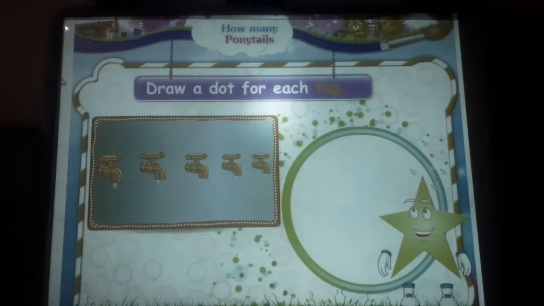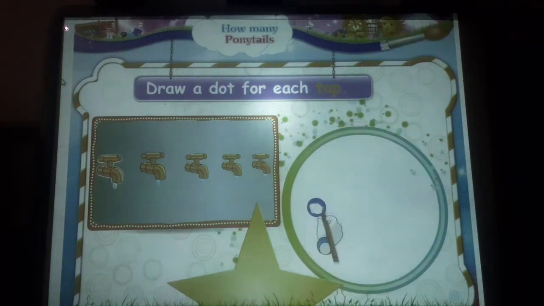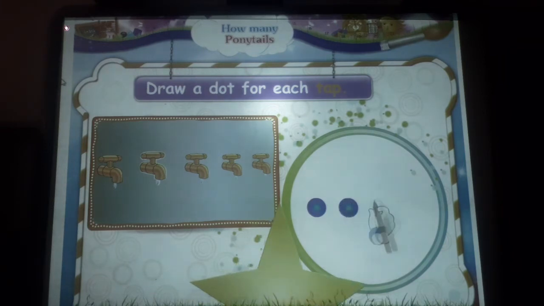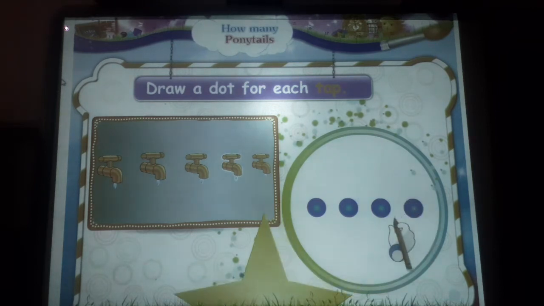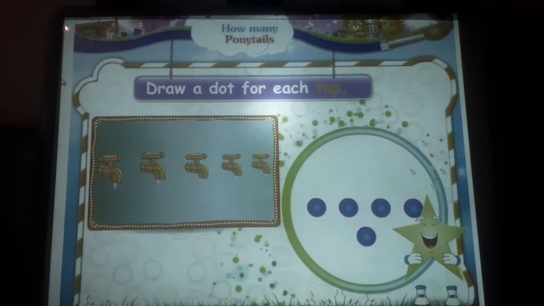Starry, please draw a dot for each tab. Let us see what you have drawn, Starry. A dot for this tab, a dot for this tab, a dot for this tab, a dot for this tab, and a dot for this tab. Very good, Starry. You are a quick learner.